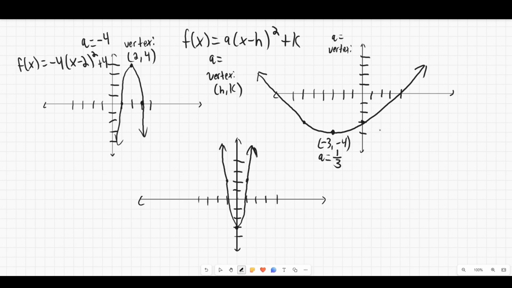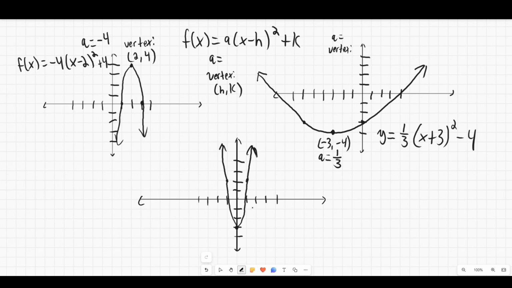So when I plug this into my formula, I'm going to say y this time. y equals 1/3 times (x plus 3) squared minus 4. Forgot the parentheses. So again, if we notice my negative 3, my x value here, it might have been negative in my actual vertex, but when I plug it into my formula, it becomes the opposite.